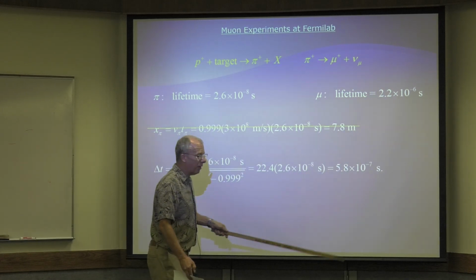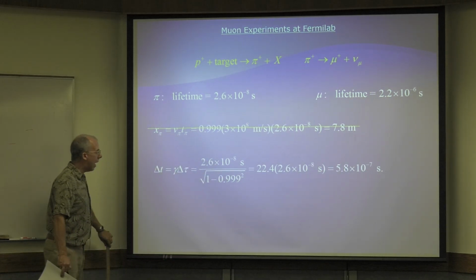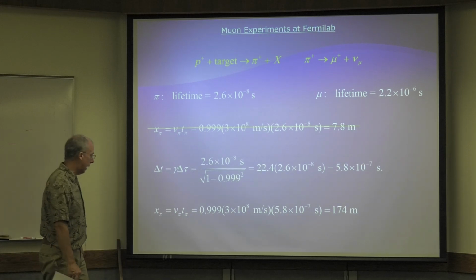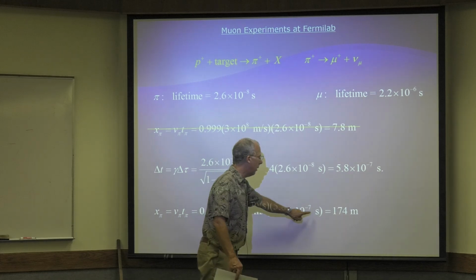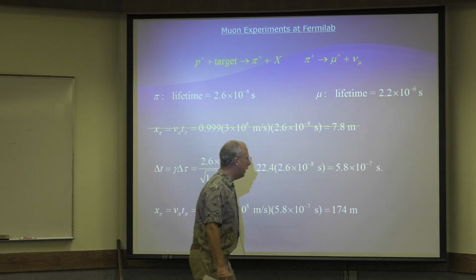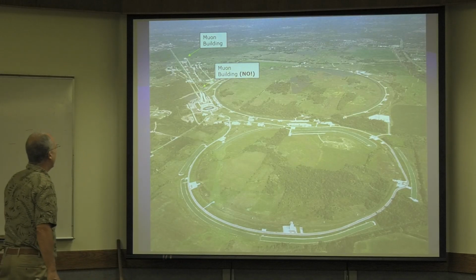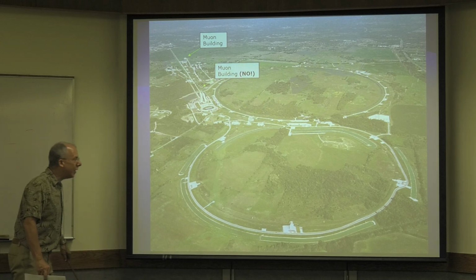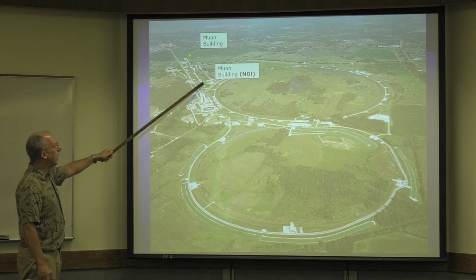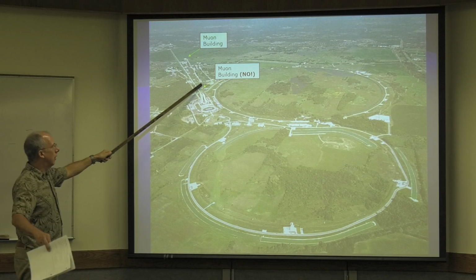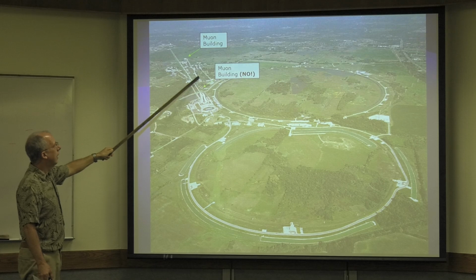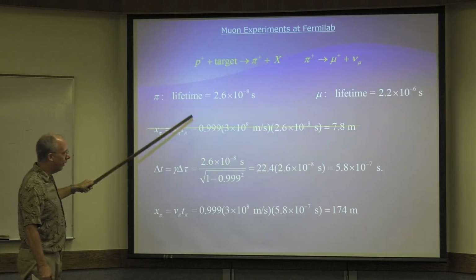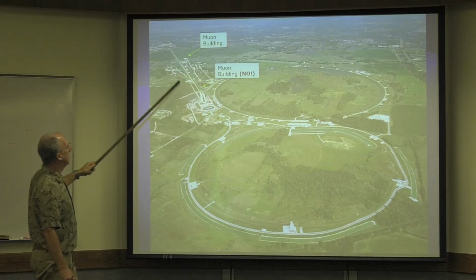It's very much different. So then we calculate the distance that the pion travels: 0.999 times the speed of light times the time, 174 meters. So if you didn't use relativity, you'd build your building right here and waste $50 million, because you'd be building at 7 point, whatever it was, 8 meters from the target. You have to build it out here, 174 meters from the target.